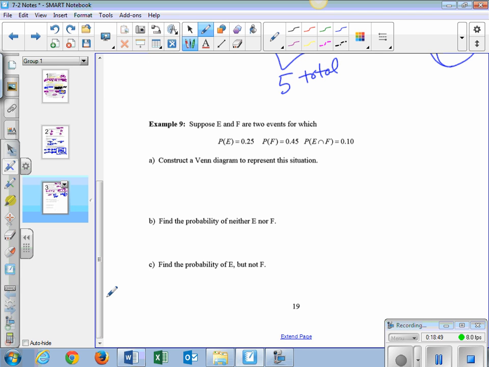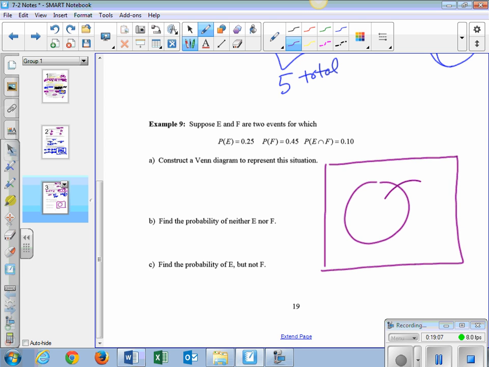Okay, so here's another one. It says, suppose E and F are two events. I have the probability of E being 0.25, F is 0.45, and the intersection is 0.1. Construct a Venn diagram. So let's do that first. I have two events, E and F.